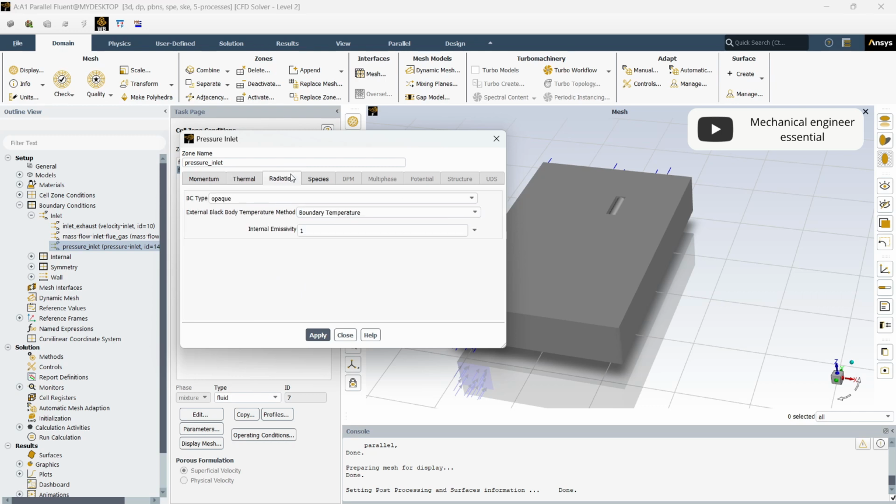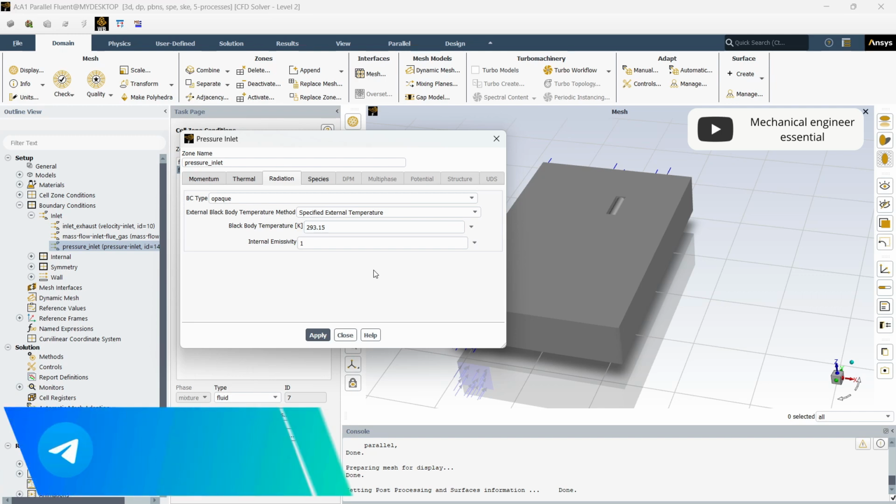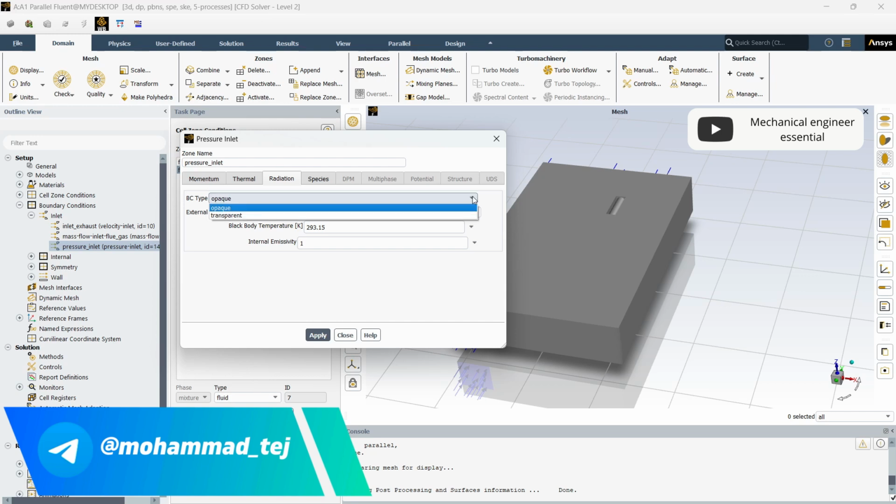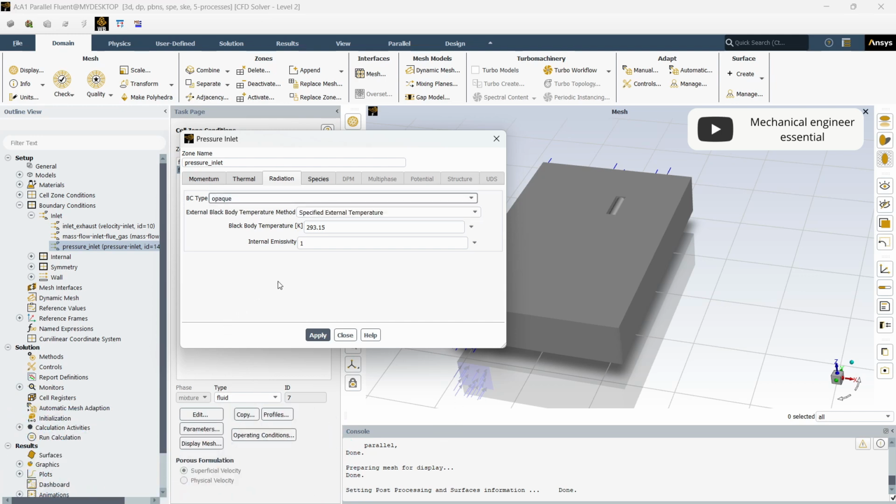3. Radiation settings. Under the Radiation tab, we selected Radiation method equals external black body temperature. Specified external temperature equals 293.15 K. Internal emissivity equals 1. These settings allow Fluent to simulate radiative heat transfer between the environment and the surface. The black body temperature of 293.15 Kelvin defines the surroundings as a perfect emitter/absorber at room temperature. An emissivity of 1 means the surface behaves like a perfect black body, an ideal radiator, which is often used for simplified or conservative estimations in thermal simulations.